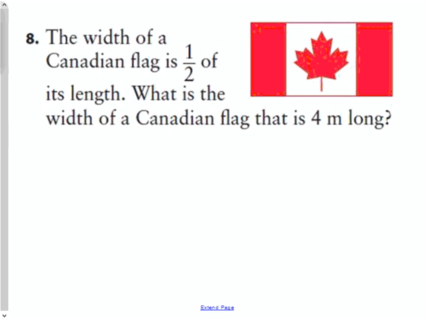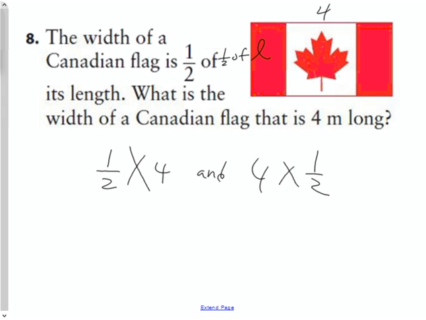Question number 8, which is your second question, says the width of a Canadian flag is half of its length. What is the width of a Canadian flag that is 4 meters long? So if this is half of the length, or half of L, and I know the word "of" is multiplication, and I know the length is really 4, then this question, and of course, because of the commutative property of mathematics, this question are both the same thing. So I can either do 4 groups of a half or a half times 4, right?